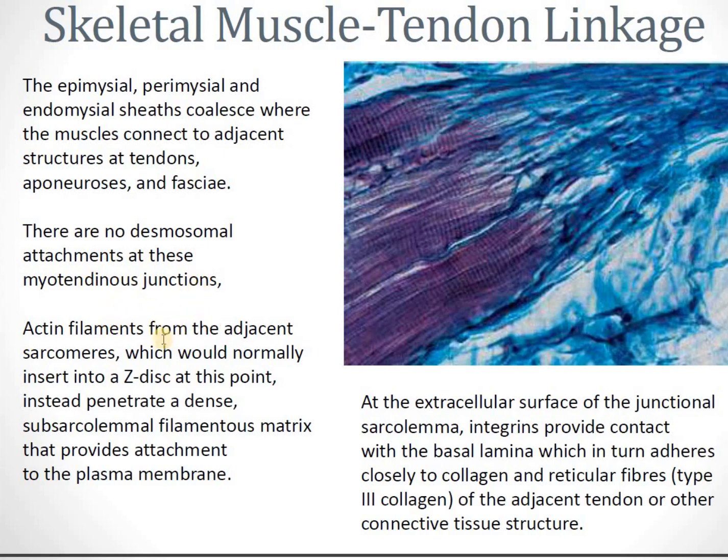The actin filaments from the adjacent sarcomere, which would normally insert in the Z disc, instead penetrate the dense sarcolemmal filamentous matrix that provides attachment to this plasma membrane. At the extracellular surface of the junctional sarcolemma, integrins provide a connection to the basal lamina, which adheres closely to the collagen and reticular fibers, the type 3 collagens of the adjacent tendon and connective tissue structure. So muscle turns into a tendon. Okay, that's your calf muscle.